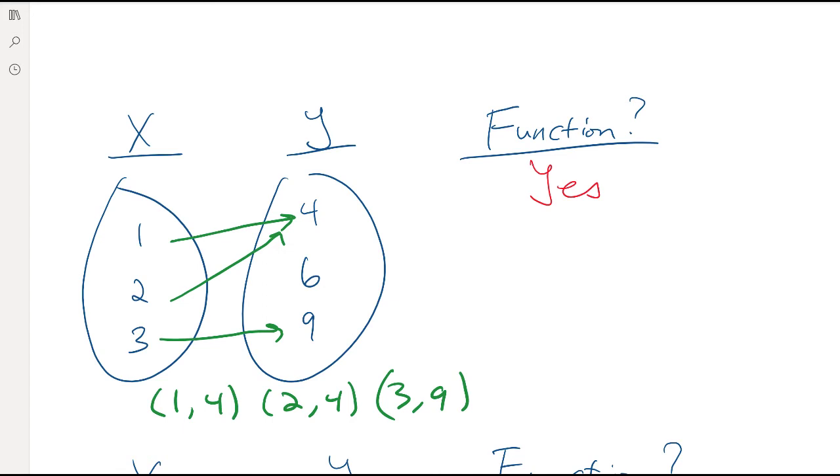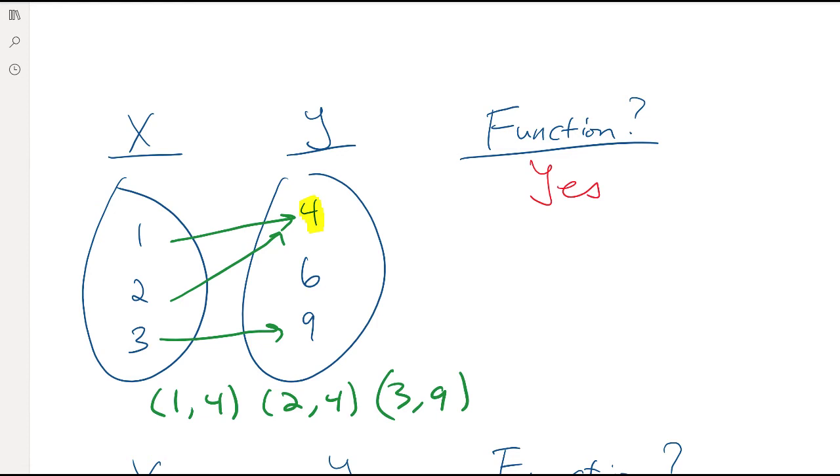So if we go through, we see that 1 is being monogamous, 1 is dating 4. We see that 2 is being monogamous, 2 is dating 4. And then we see that 3 is being monogamous, 3 is dating 9. So the definition says the males have to be monogamous. We're not going to talk about this young lady's scrupulous behavior. That's for another lecture. But that's what the definition is. If each male is monogamous, meaning dating one person, then we have a function.